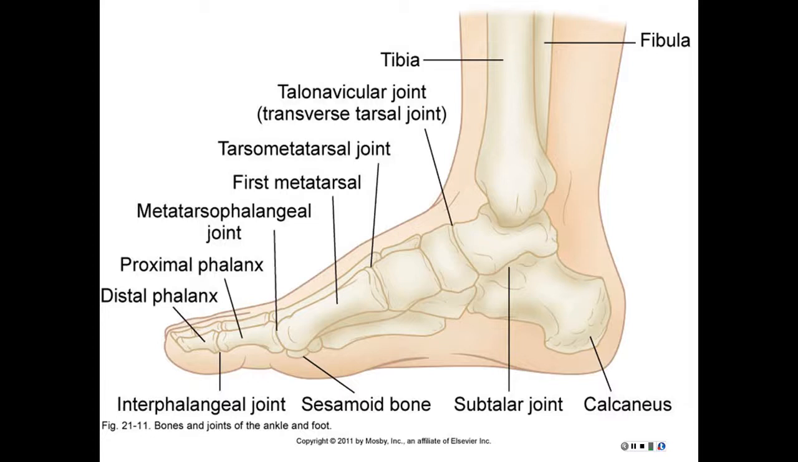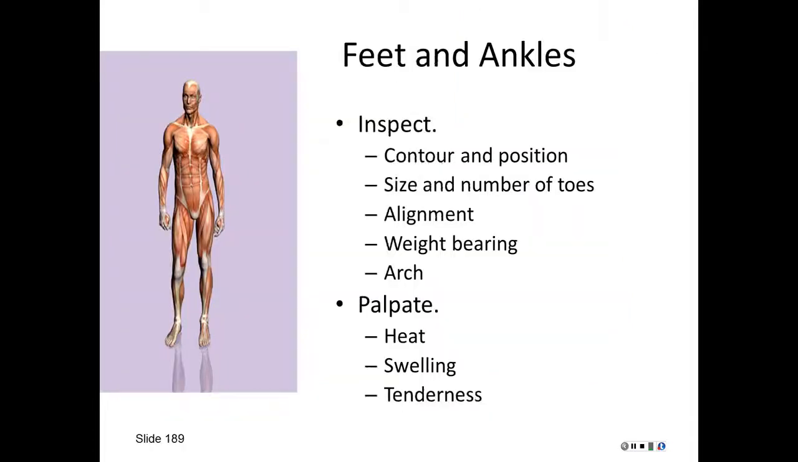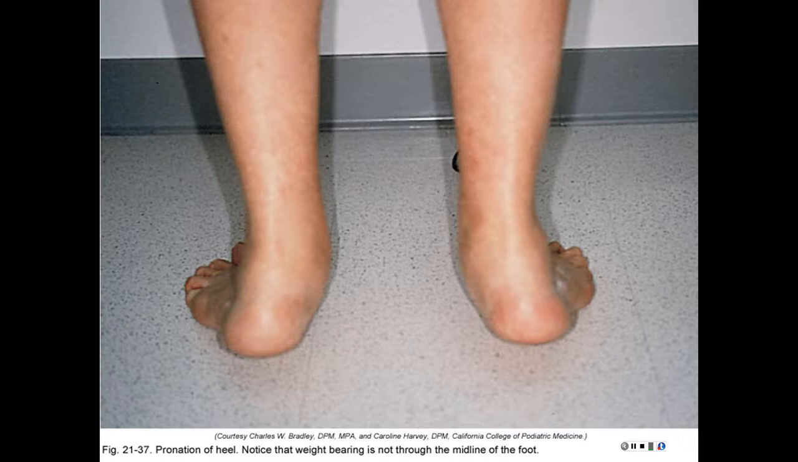Feet and ankles. Here's your anatomy of the foot. You're going to inspect and look at the contour and position, size and number of toes, how their alignment is and what kind of weight bearing it is. You're going to palpate for heat and swelling and tenderness. And so you see here that there's pronation of the heels, and weight bearing is not through the midline of the foot. It's more towards the medial aspect of the ankles.